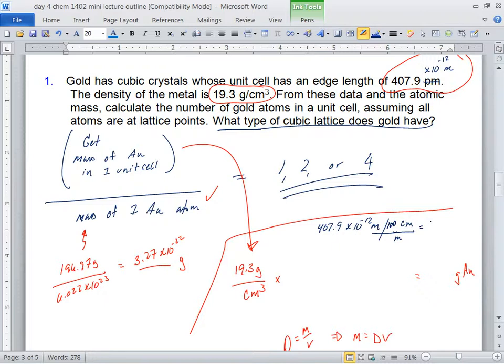So that's going to be 407.9 times 10 to the negative 10, if you're good with your exponents. Then you got to cube that number. So take 407.9 times 10 to the negative 12, times 100, and you got this answer in your calculator.